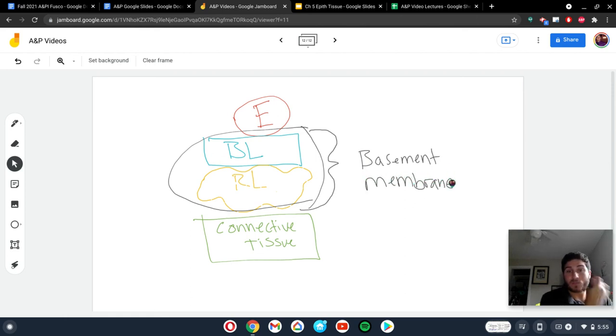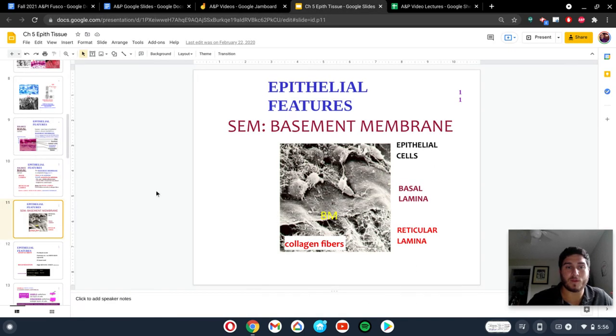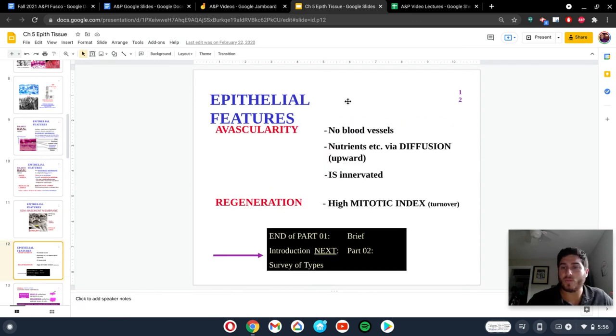Okay, and that is what's going on here. So the basement membrane attaches to both connective and epithelial tissue. Specifically, the basement membrane is two parts, basal and reticular lamina. All right, and the last thing before we move on to the next slides is a couple other features.